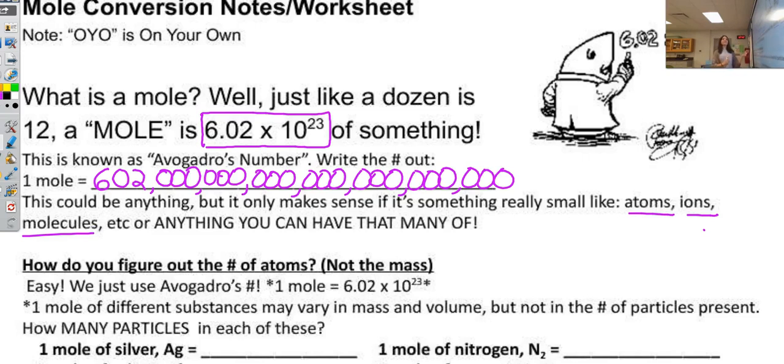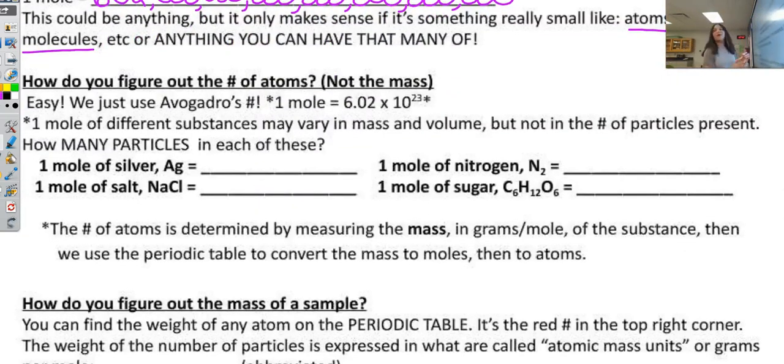So how do you figure out the number of atoms? Not the mass, but the number of atoms. What we're going to do is simply use Avogadro's number. Avocado is similar. Avogadro's number. 1 mole of different substances can have different masses and different volumes, but the number of particles has to be the same as long as you have 1 mole. In other words, if I asked you how many particles were in 1 mole of silver, what's the number, everybody?